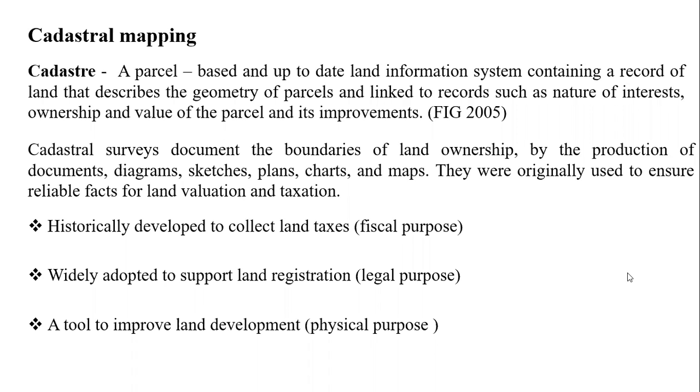Every farmer will have one passbook. In that passbook, this survey number will be there. That is the supporting document for the land, a legal document for land registry. It is also used to improve land development, and another aspect is called land improvement. So these are the major aspects of why we do cadastral mapping. Why do we go for cadastral mapping? What is the need of cadastral mapping? These are the different aspects of it.